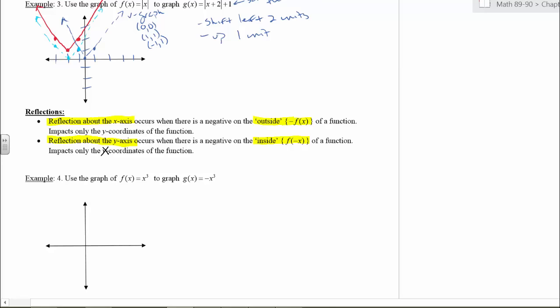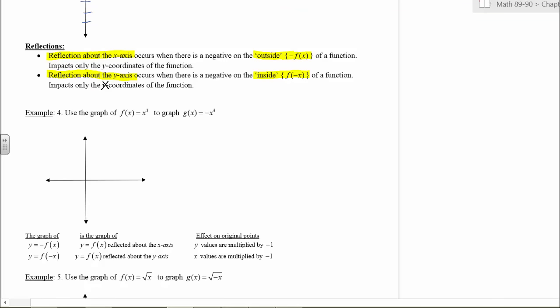All right, so let's look at this. For example, number 4, we have x cubed, and then we have to graph negative x cubed. And so the question would be, is that inside or outside? That would be considered outside, because to be inside of an exponent, you have to be literally inside parentheses. So this would be considered inside. And so thus, since this is outside, we know we are going to reflect about the x-axis. Okay, well, let's draw the original graph first.